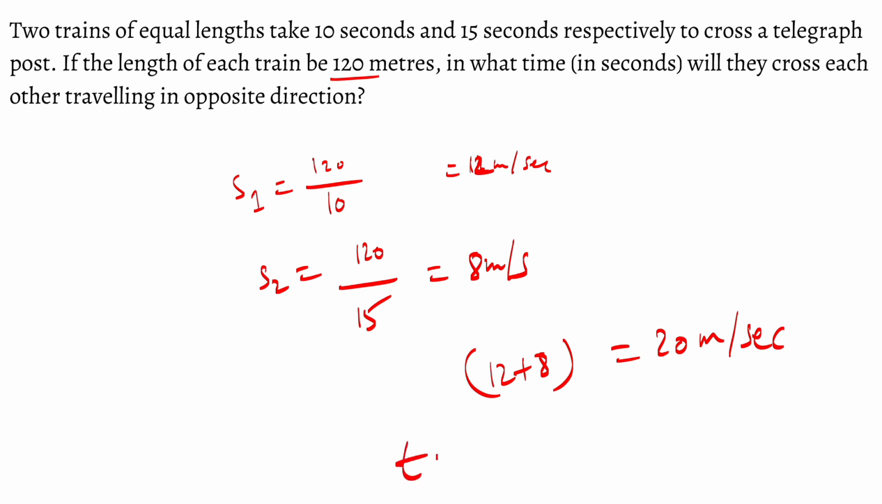So the required time is, time will be equal to distance by speed. What is the distance? 120 plus 120, which is 240, by speed. Speed is 20. So this will be equal to 12 seconds.